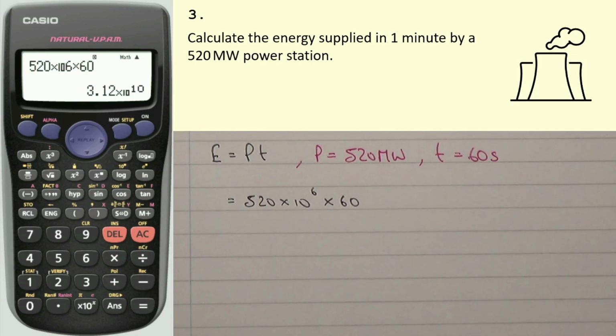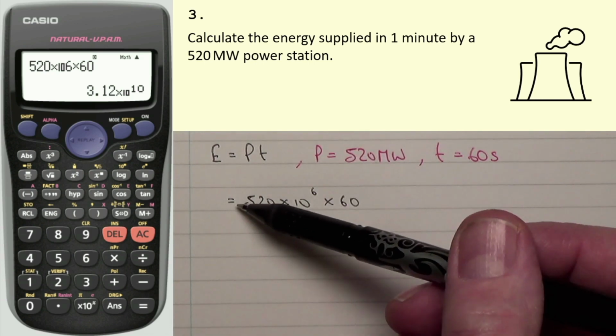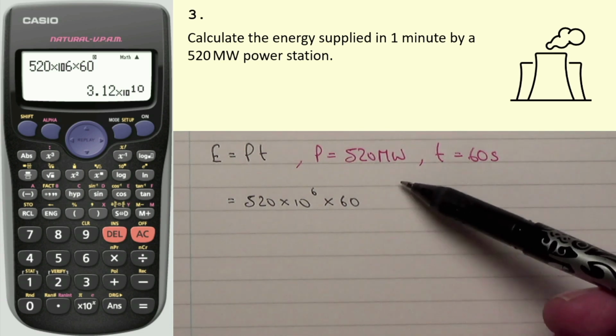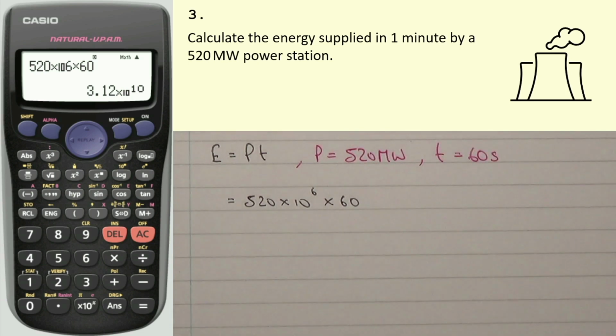Now, as I said, I'm not going to write down the answers in these questions. I'm just going to show you, I guess, up to the point of recalling, in this case, the prefix. So mega is times 10 to the power of 6.